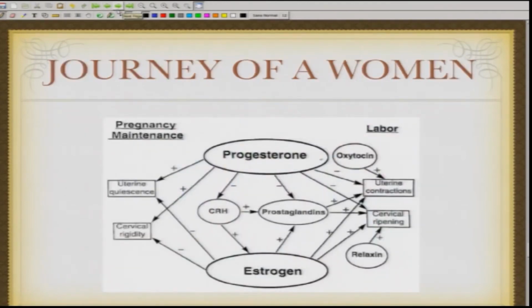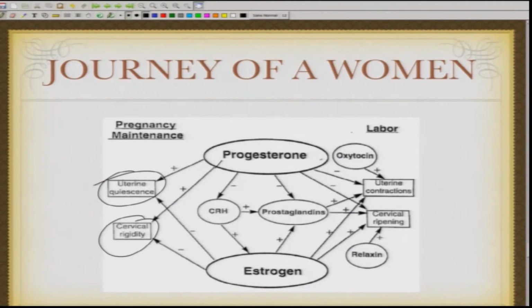Journey of a woman, if you look at it, during the maintenance of the pregnancy, there is a progesterone level which gives the uterine quiescence. There is cervical rigidity brought about by progesterone. Estrogen, on the other hand, has a negative influence on it. So it is the progesterone which plays the maximum role.